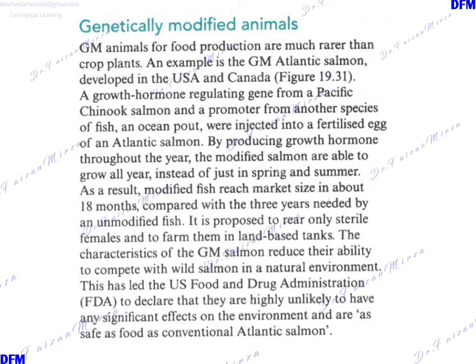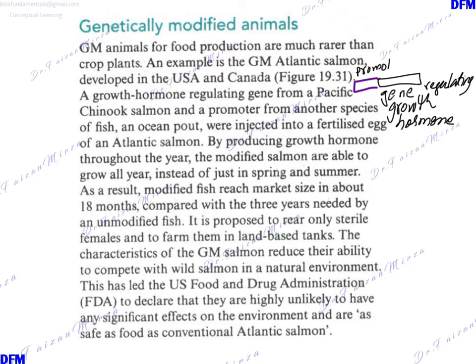So what are you having? You are having the gene for the growth hormone. For example, this is the gene, and this gene has the growth hormone, and this gene is actually for regulating the growth hormone. This gene regulates the growth hormone. So we have the gene regulating growth hormone here, and this gene is added together with the promoter. So both these things are added together. This is the promoter here. So we have the promoter and we have the gene. Both are added together in the egg of the salmon.